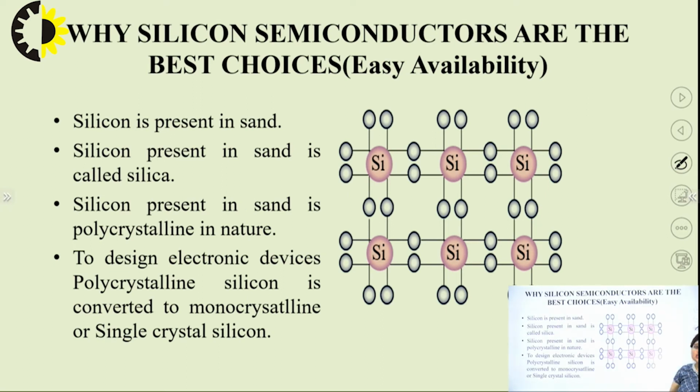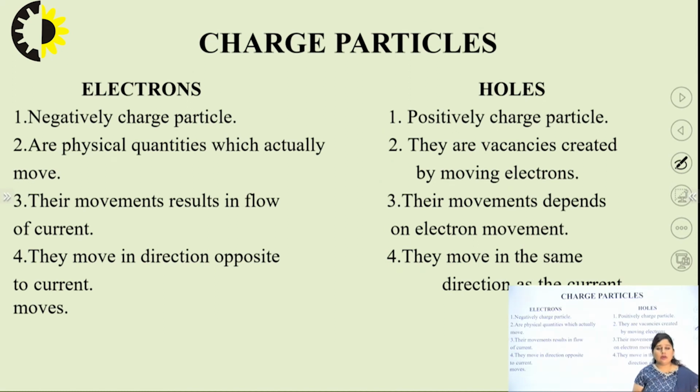So the next question is, why are silicon semiconductors the best choice? As we know, silicon is present in the form of sand, as silica. Silicon present in sand is polycrystalline in nature. It has a regular arrangement at a particular region of the lattice. To design electronic devices, polycrystalline silicon is converted to monocrystalline, or single crystal silicon, which is the major thing we use for the formation of semiconductor devices.